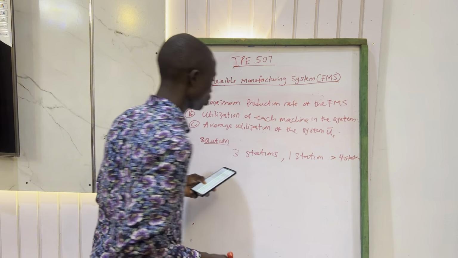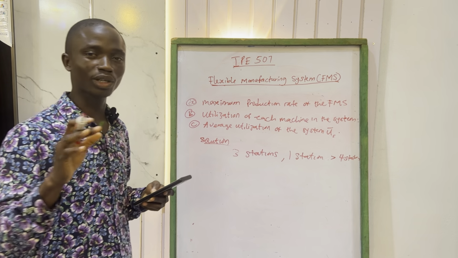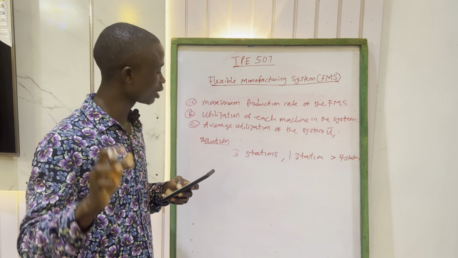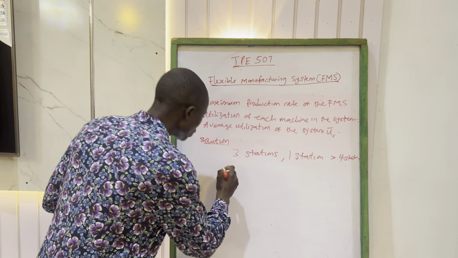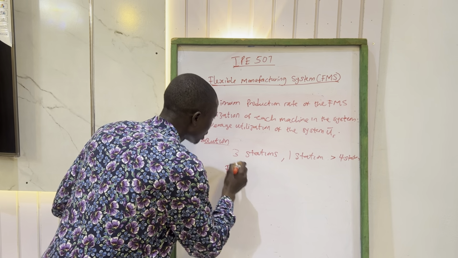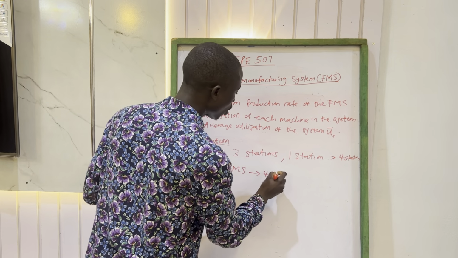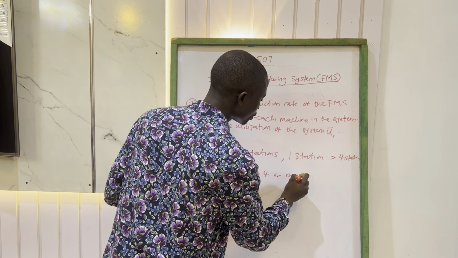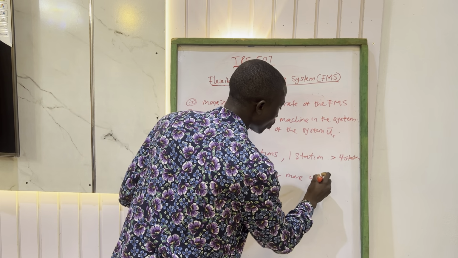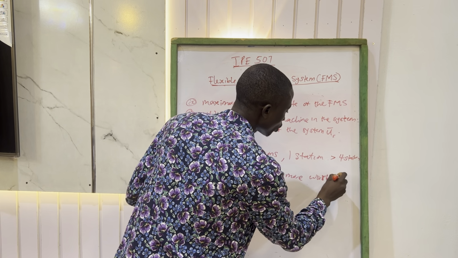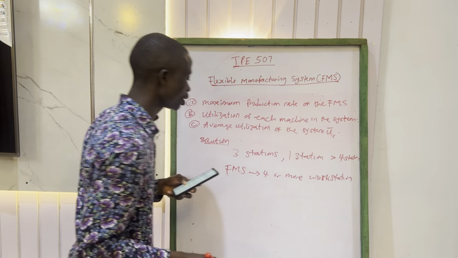Yes, I forgot to say this. Flexible manufacturing systems can be grouped into 3 categories. Sorry for that. We have the FMS, which is the flexible manufacturing system. This is when we have 4 or more workstations. When we have 4 or more workstations, we call it a flexible manufacturing system.